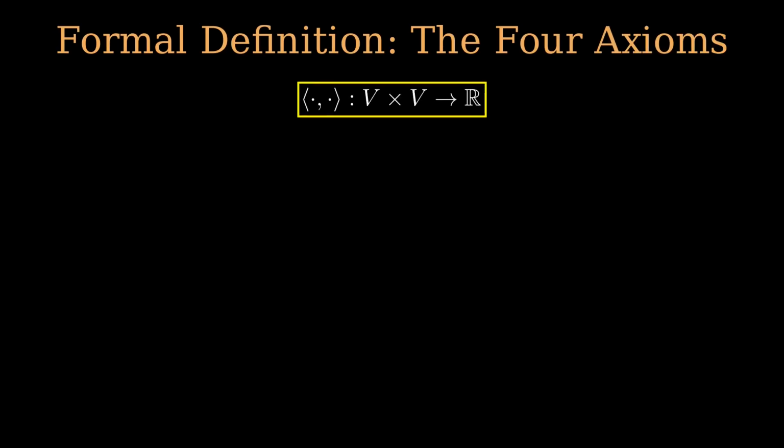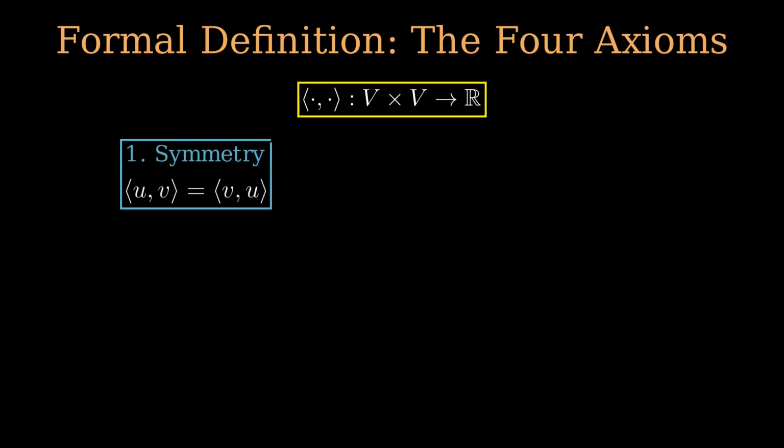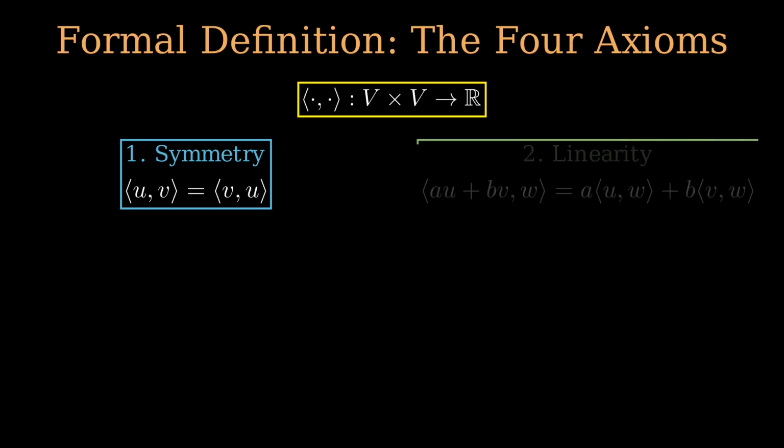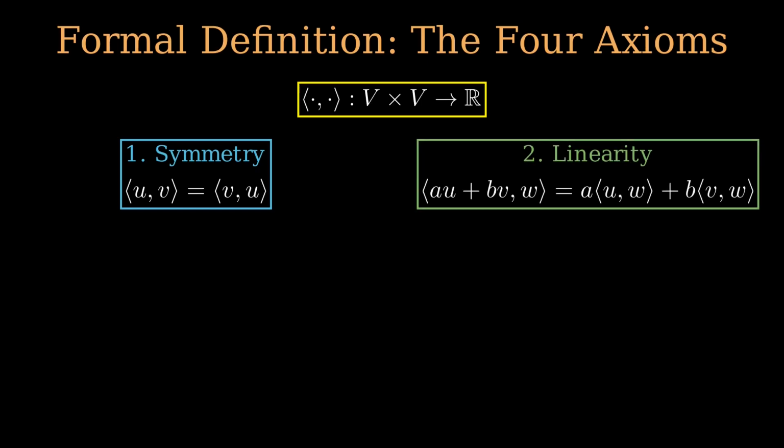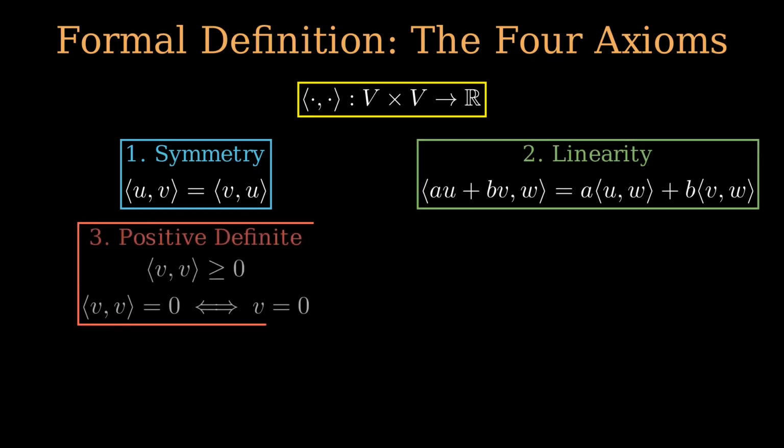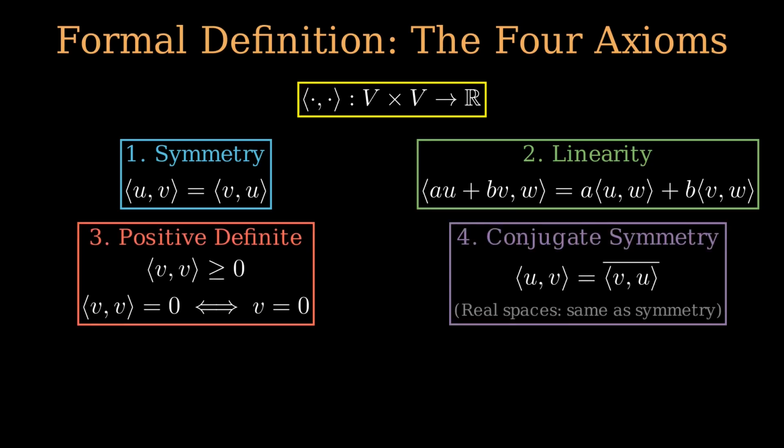Let's look at the formal definition. An inner product is a function that takes two vectors and returns a scalar, satisfying four key axioms. Axiom 1. Symmetry. Axiom 2. Linearity in the first argument. Axiom 3. Positive definiteness. Axiom 4. Conjugate symmetry. We often use angled brackets to denote inner products.